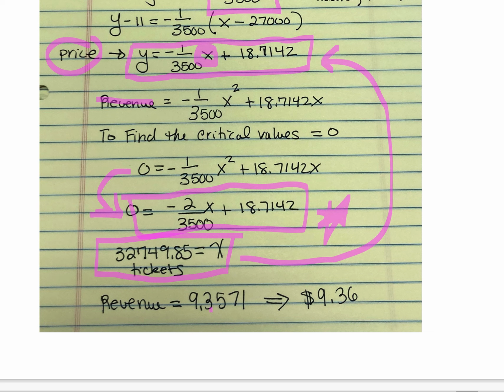And when I do that, I get 9.3571, which I'll round, because we're talking about dollars and cents here, to $9.36. So $9.36 is the cost of the ticket that is going to maximize the revenue.